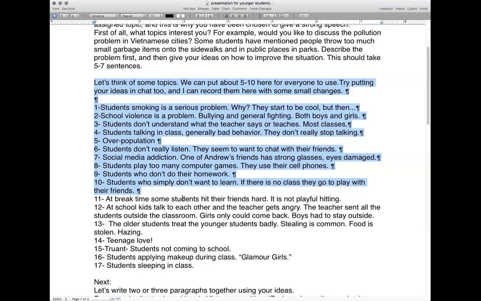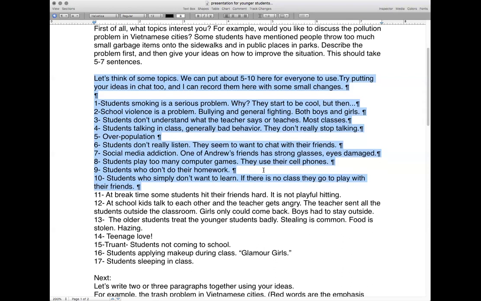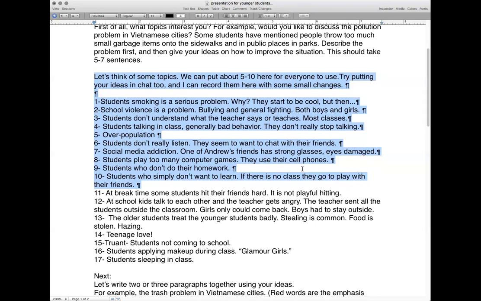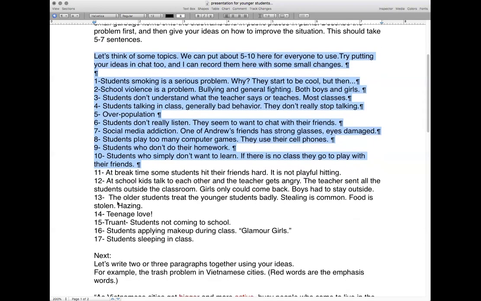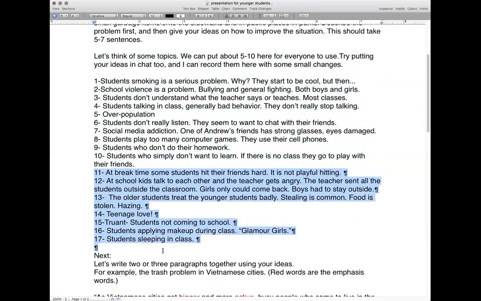Yeah, so these are the things. The social media addiction, the one boy plays TikTok, Instagram, computer games like 5 or 6 hours a day, and he damaged his eyes, is what they said. Ken, can you read numbers 11 to 17 for us?